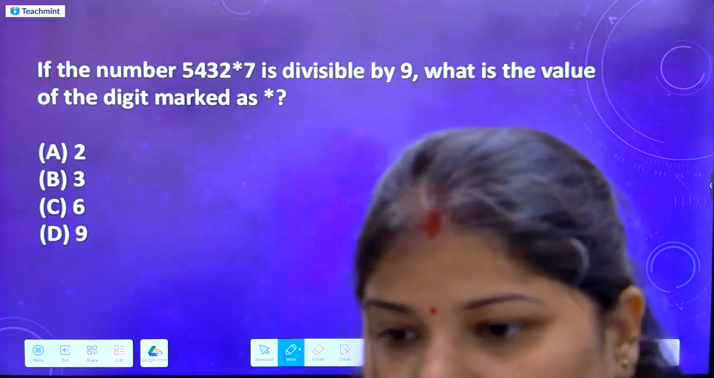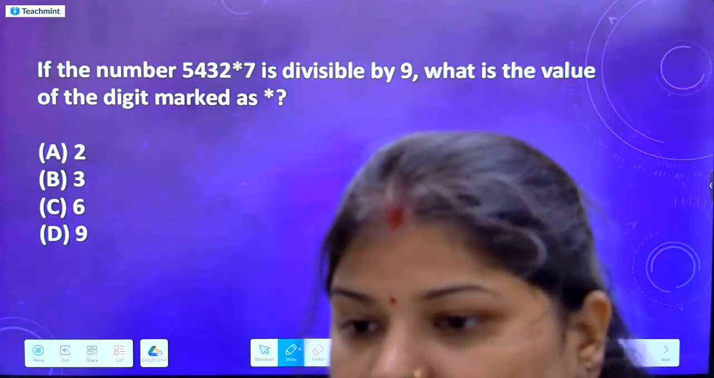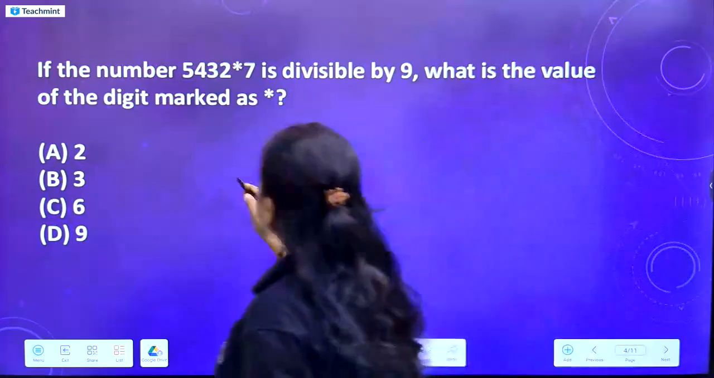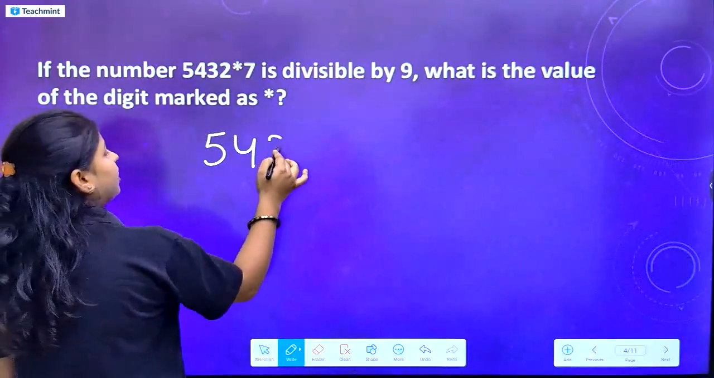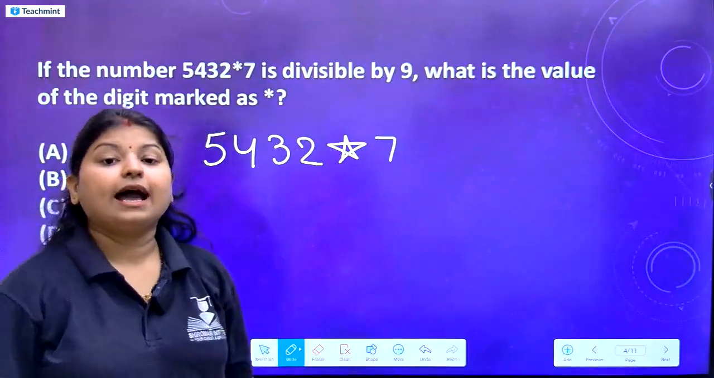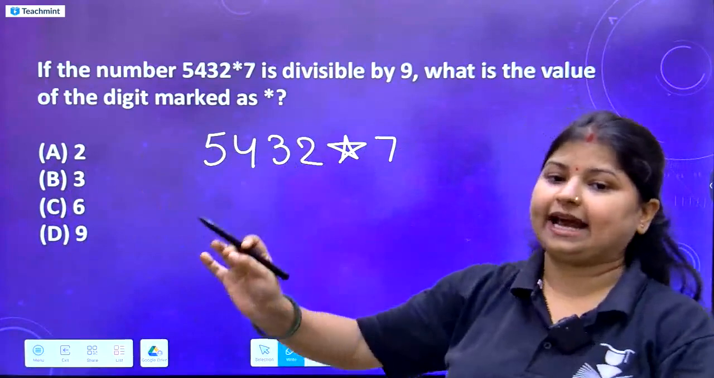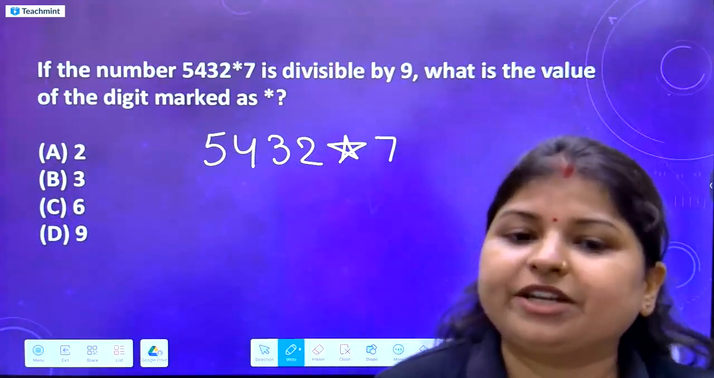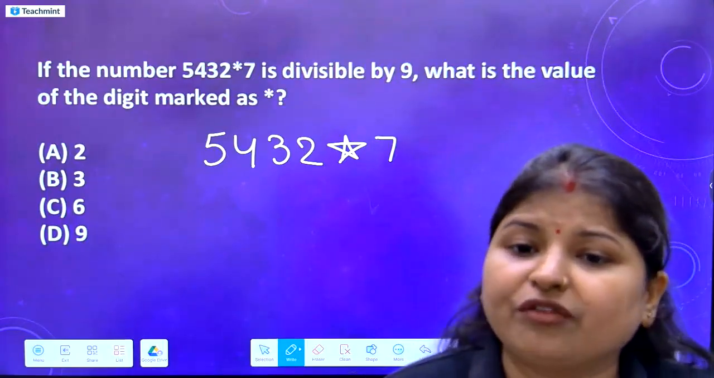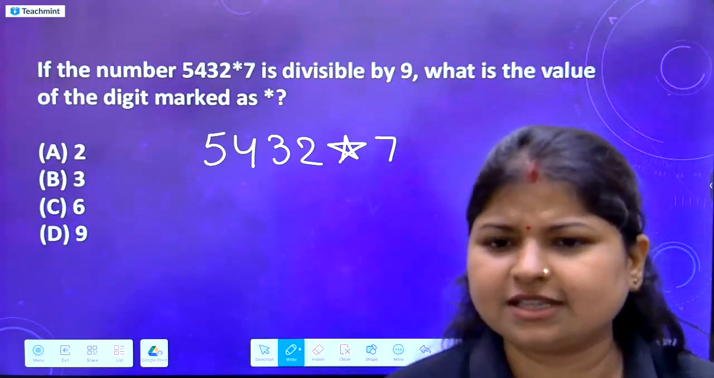Okay, let us see beta how we will do it. See. I have been given a number 5, 4, 3, 2, star and 7. Now, as per this question, this number is divisible by 9. Okay. Who will tell me the divisibility rule of 9? Raise your hand. Who knows the divisibility rule of 9? Raise your hand. Only 2 of you. I taught only 2-3 students in the class.